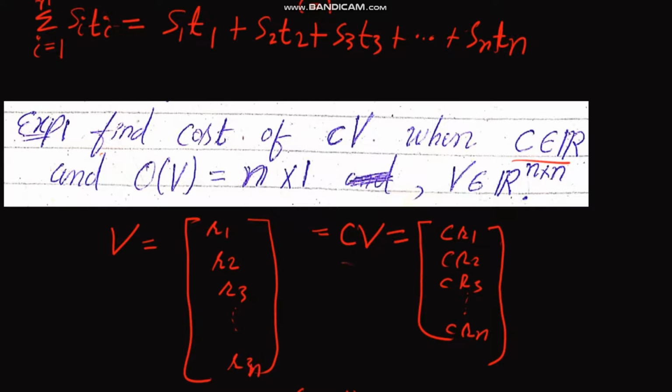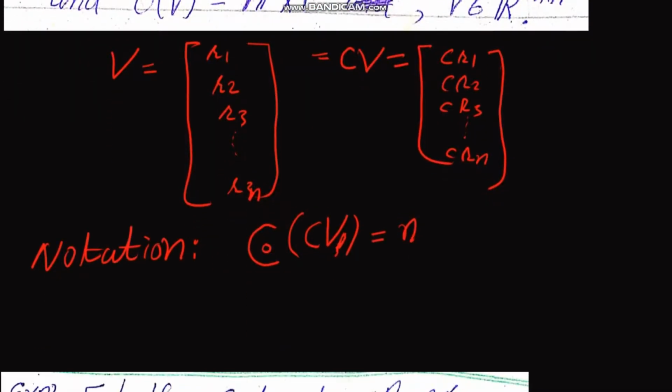Okay, when we multiply c by v, that means we are multiplying with every element. So how many multiplications have we used here? We have used n multiplications. One multiplication is here, one multiplication is here, one multiplication is here, and one multiplication in the last, with the last element of v, right? So we have used n multiplications. That's why we write the cost of this cv is basically n, because we have used n multiplications.